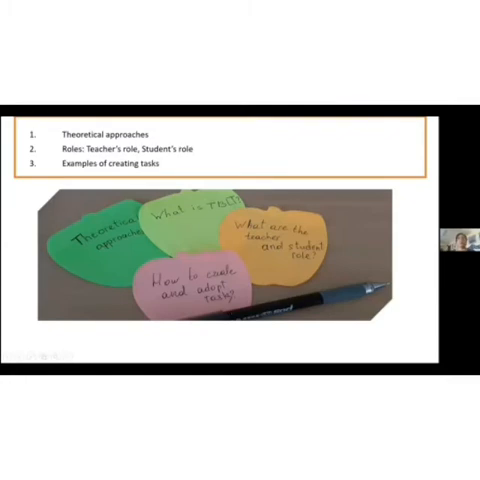So what we're going to do today is talk about the theoretical approach that triggers task-based learning. Next we'll talk about the teacher's role and the students' role. And thirdly, we'll talk about examples of creating tasks.